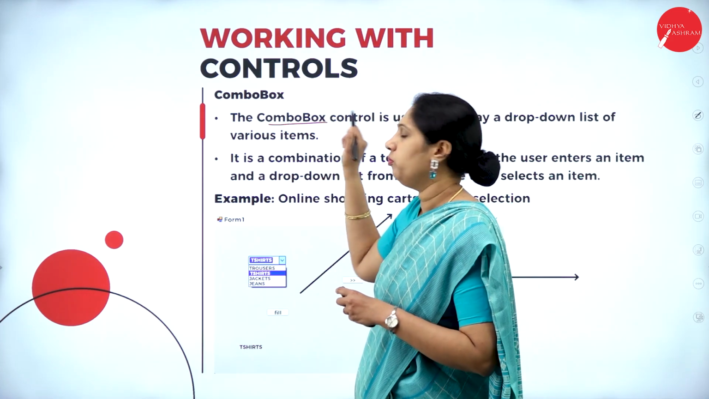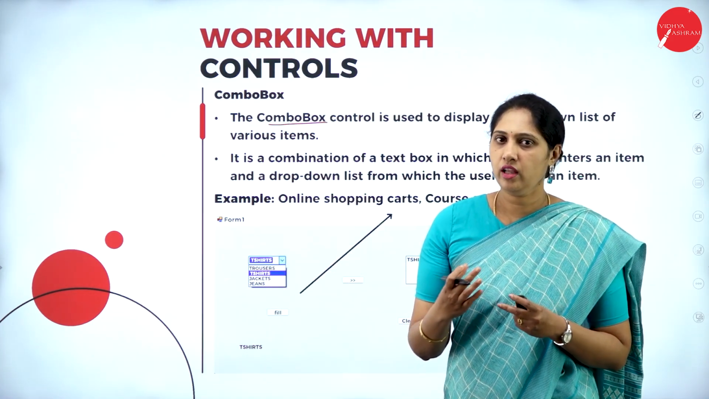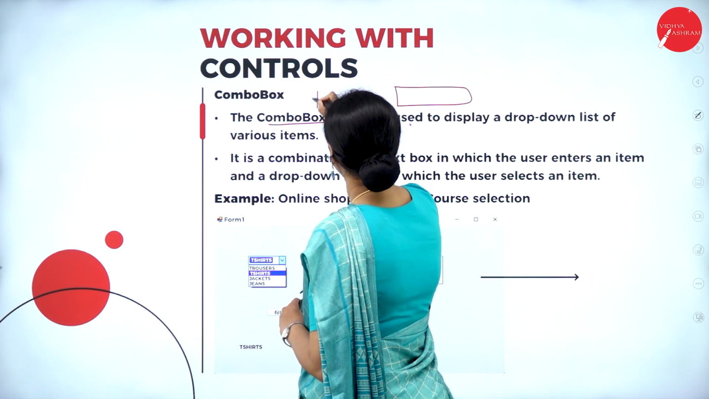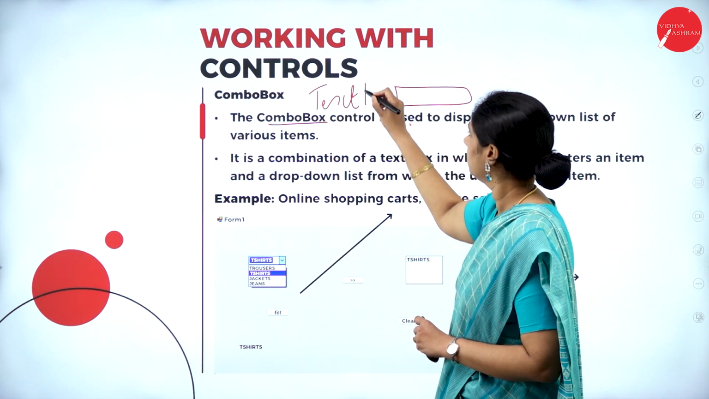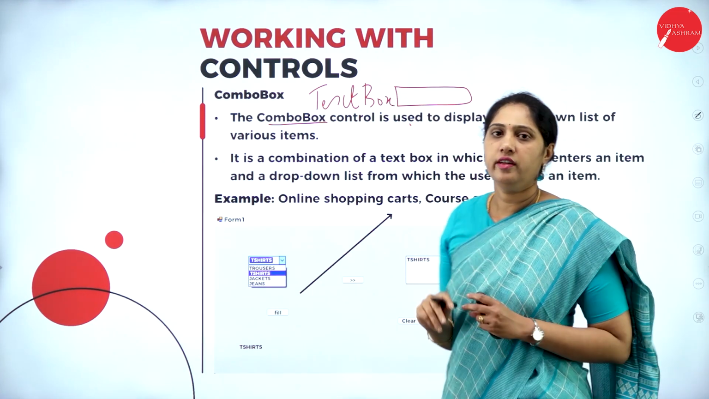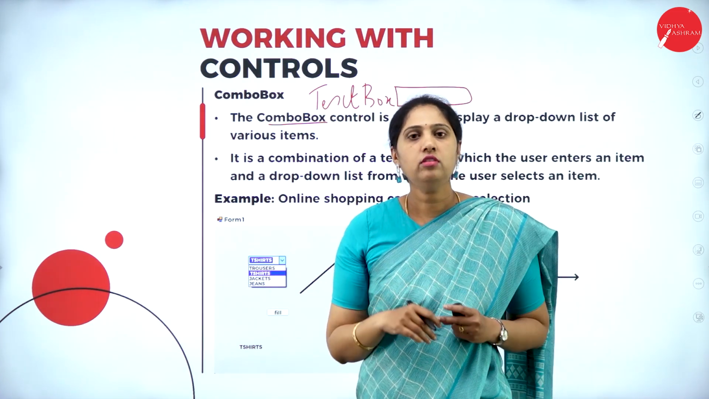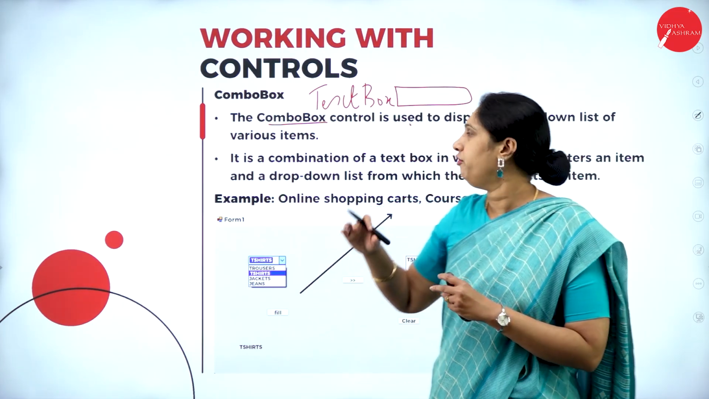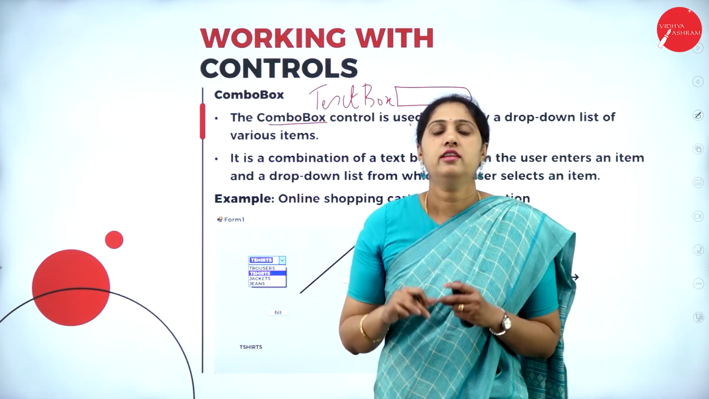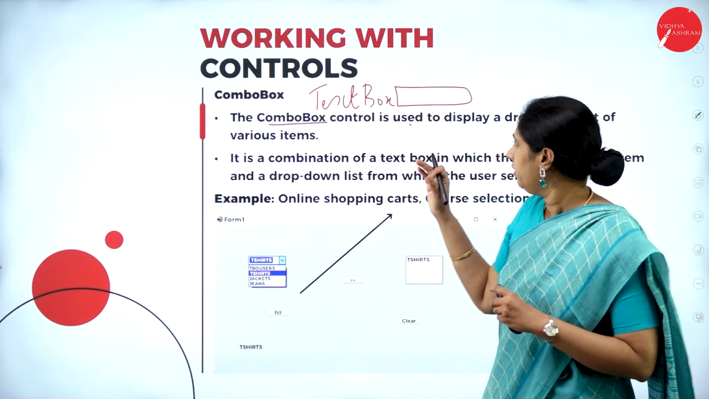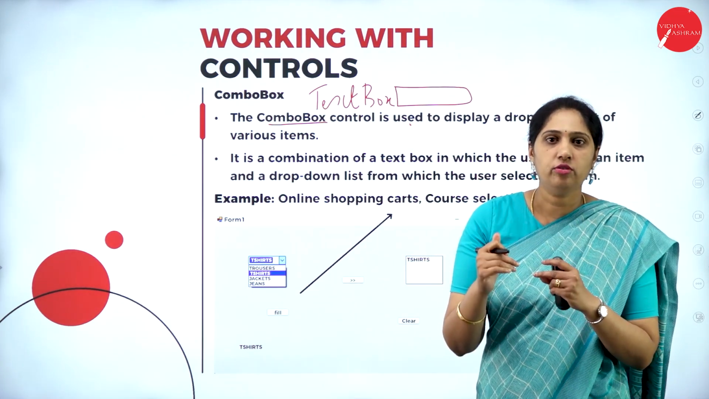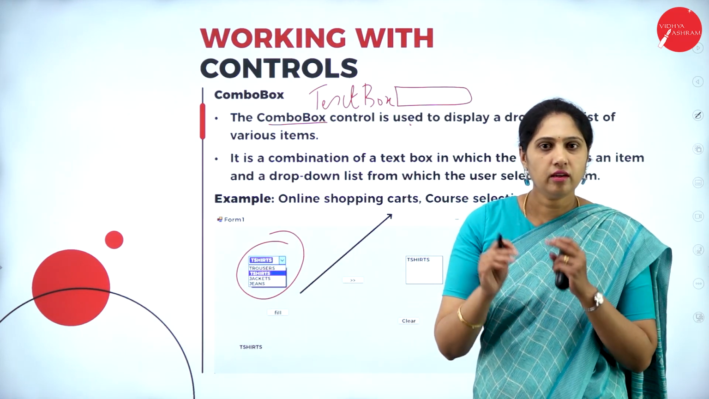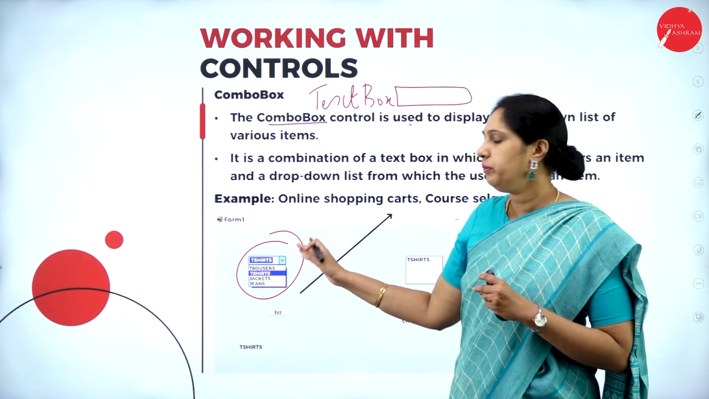Then we go for another control, that is combo box. See, what is combo box? If I want to enter a name, I just go for a text box. Okay, I will enter my name. If suppose I want to select the country where I'm staying, say India. See, nobody likes to enter their country in a text box. They want something to be dropped down. See, this is a drop down. You select some country and then it will be displayed.